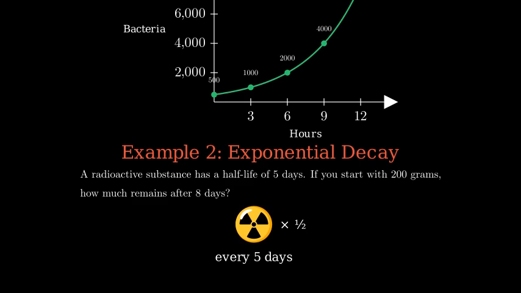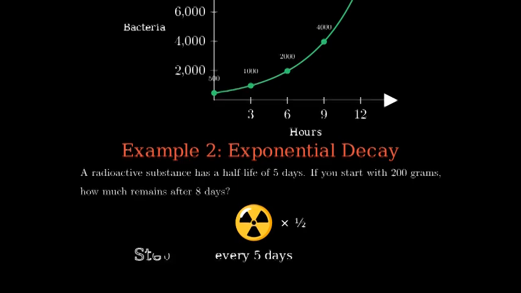Half-life 5 days means every 5 days the amount halves. So b to the power of 5 equals 1/2. Solving for b, we get b equals 1/2 to the power of 1/5. Thus, our model is a of t equals 200 times 1/2 to the power of t over 5.